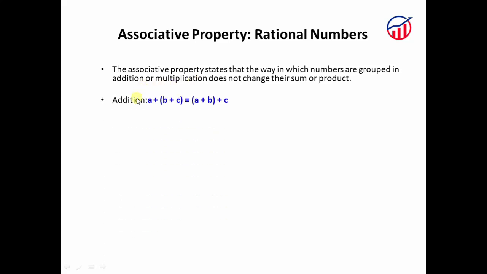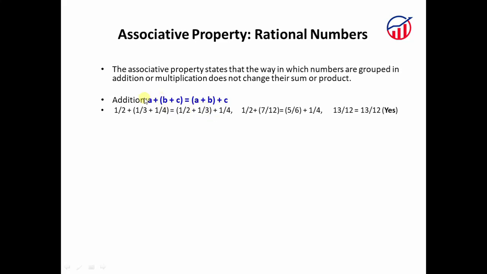So let's check out the addition first. So you have a plus b plus c is equal to a plus b plus c on the LHS and RHS. You have group b plus c over here and a plus b over here. Let's try the same with a few examples. So you have half plus 1 upon 3 plus 1 upon 4, and same way over here, but you're going to group 1 upon 3 plus 1 upon 4 on the LHS and half plus 1 upon 3 on the RHS.